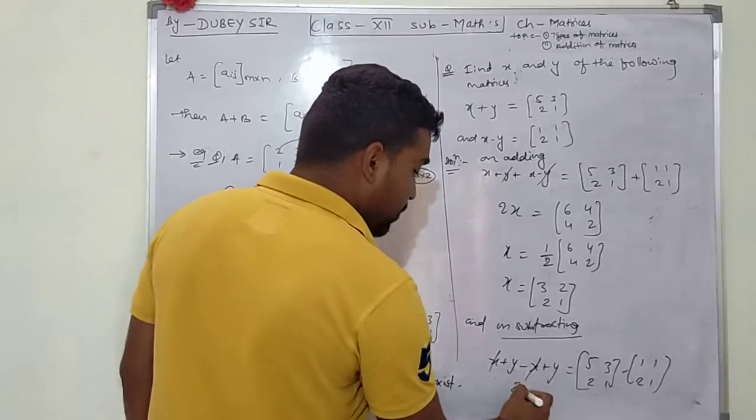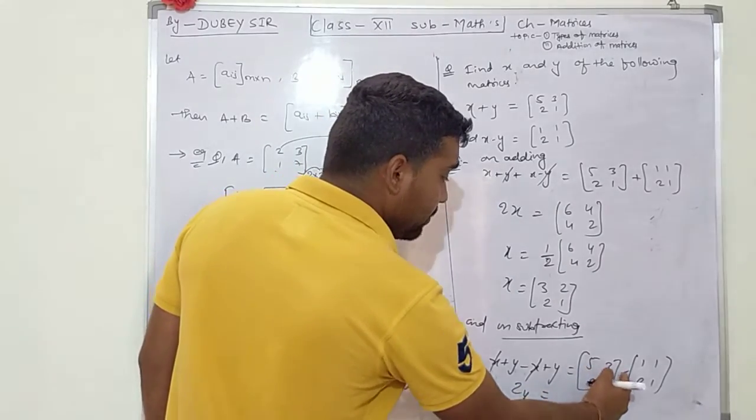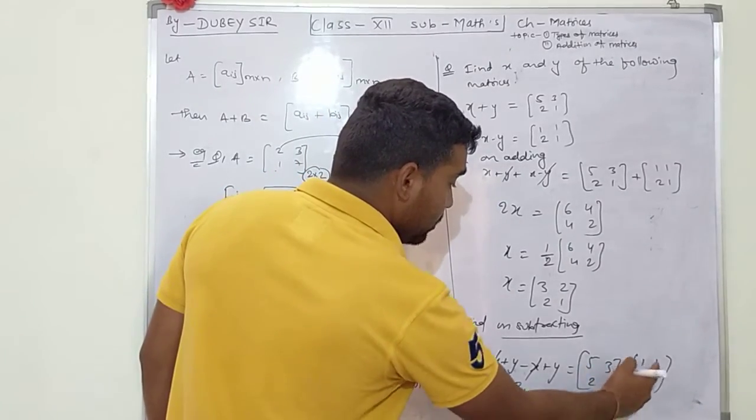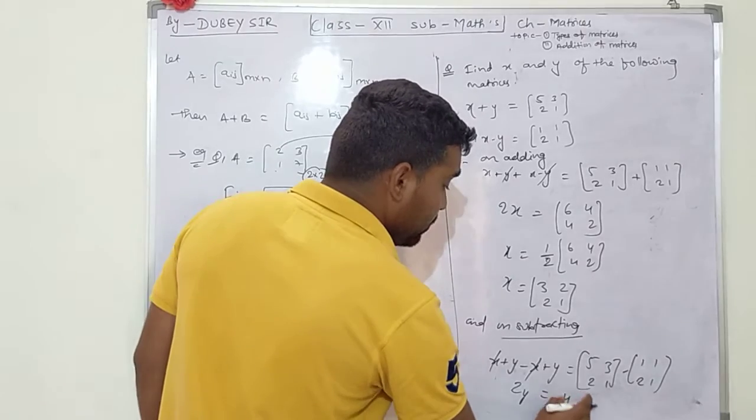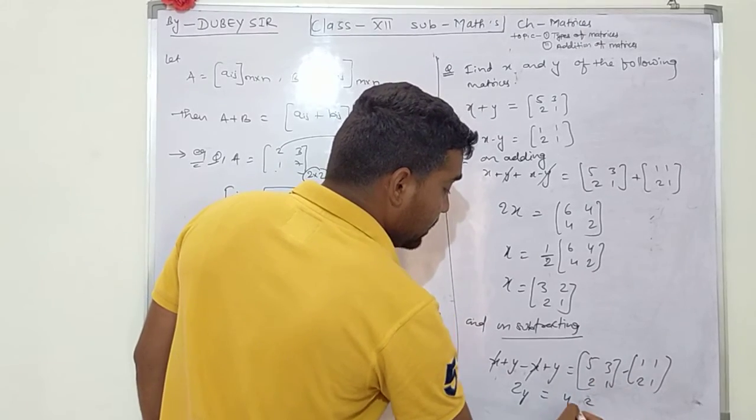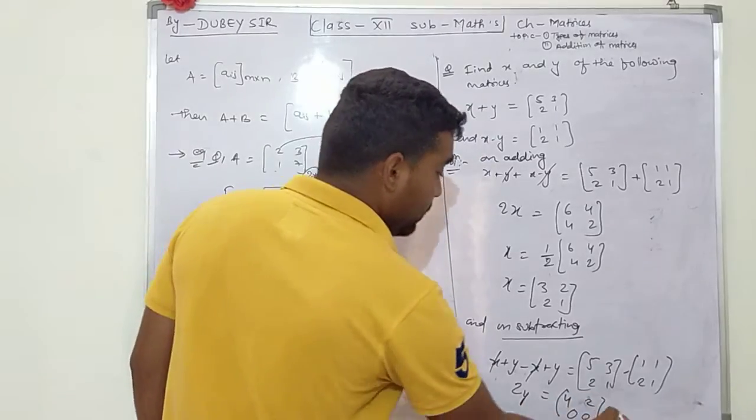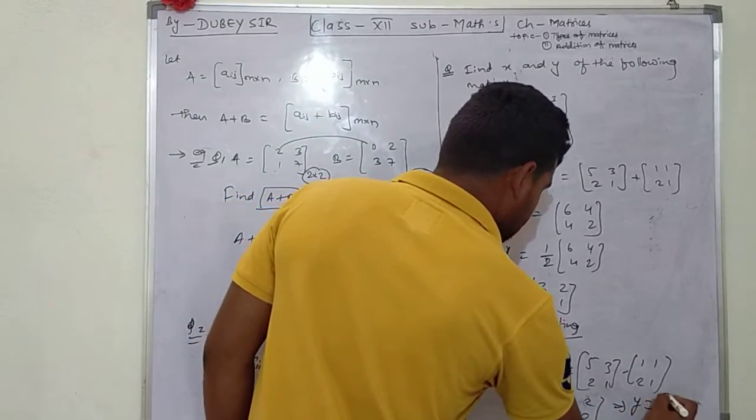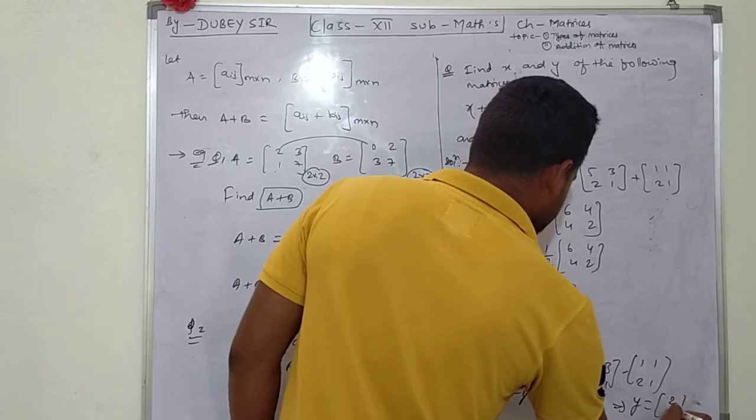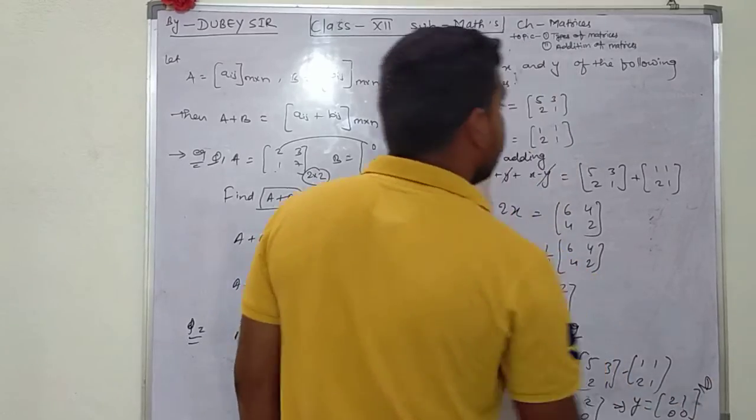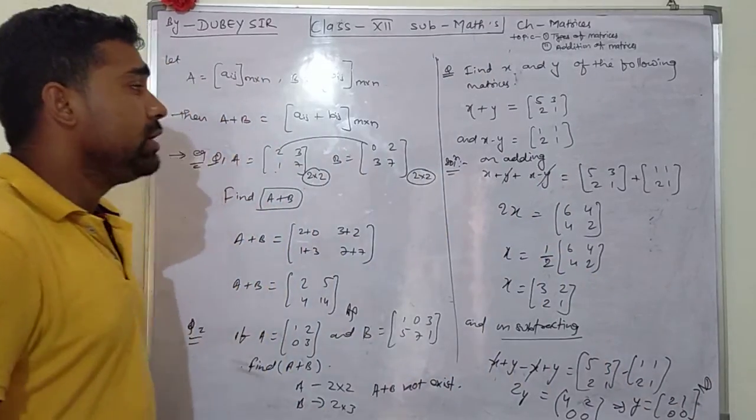x cancels. 2y equals [4, 2; 0, 0]. On dividing we get y equals [2, 1; 0, 0]. This is it. Now next question.